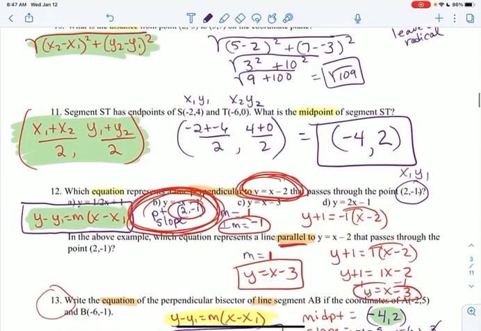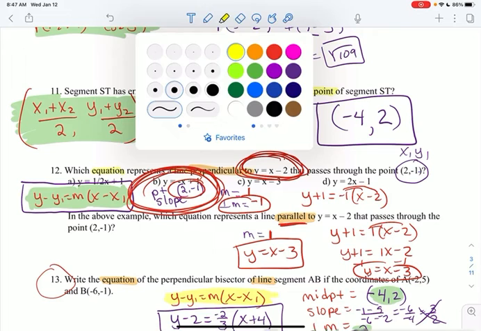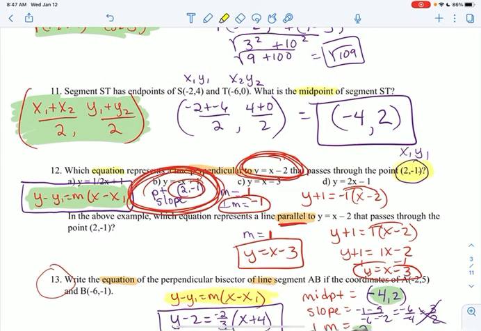12, I want to know which equation is perpendicular to y equals x minus 2, and that passes through the point 2, -1. So anytime I do equation of a line, that's highlighted in green right there. All right, I need two things. I need a point and I need a slope. So the point is 2, -1. All right, let me highlight that in yellow right here. That's the point. I need the slope.